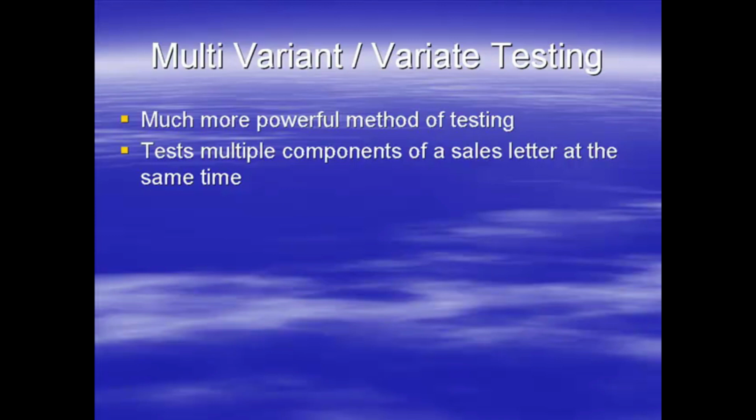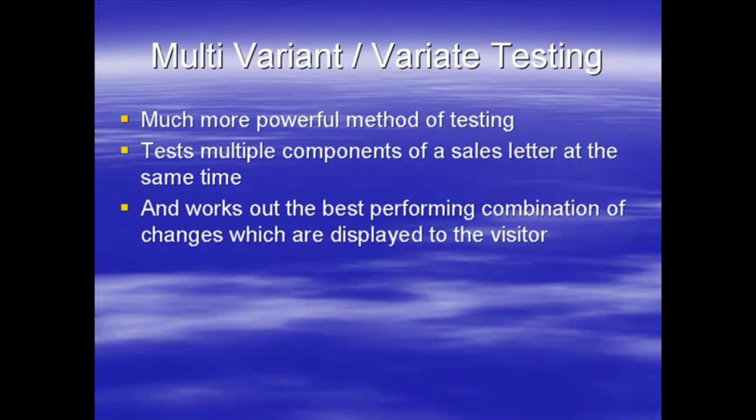It almost has a built-in intelligence with it in the way that it performs the comparisons and the tests for you. So it won't just compare change A against change B. It will compare lots and lots of changes all at once, lots and lots of different combinations of changes, and work out which is the best possible set of changes for your sales letter, and it will work out the conversion rate and gradually increase it for you. So it's very powerful in the fact that it does work out the best performing combination of changes.